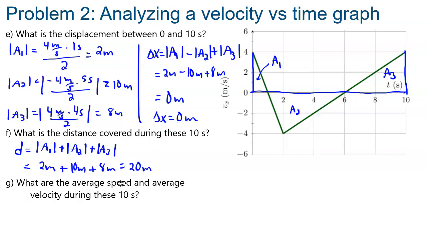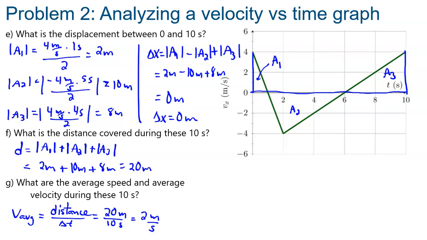Next, we want to find the average speed and average velocity during the 10 seconds. There's no easy trick for that. The best way is to go back to the definition. So average velocity, or let's start with average speed. Average speed we know is the total distance covered divided by the time interval. So in here the distance is just 20 meters divided by 10 seconds, so we get 2 meters per second.